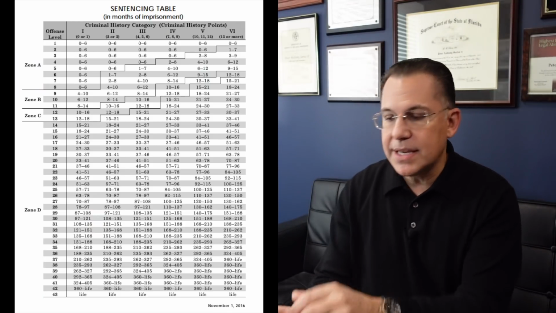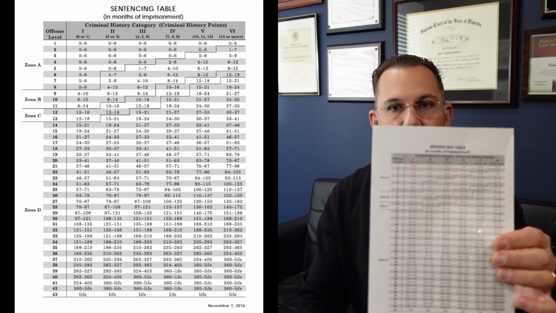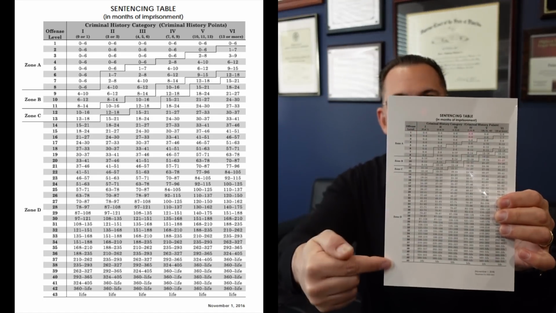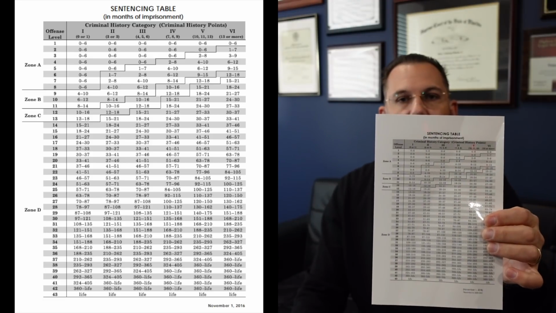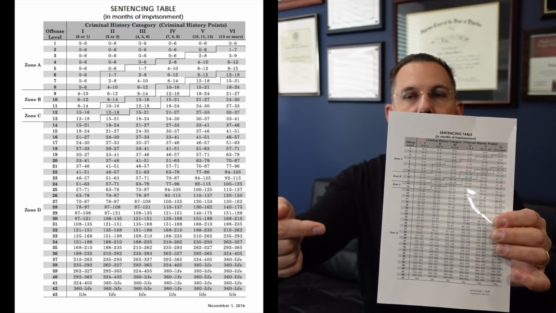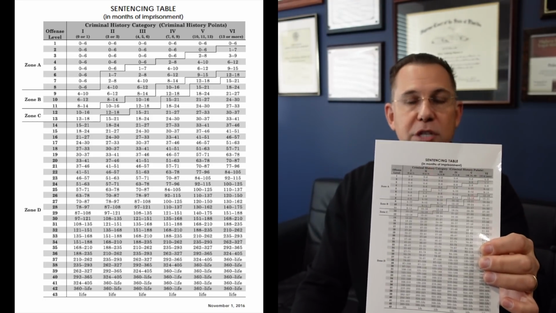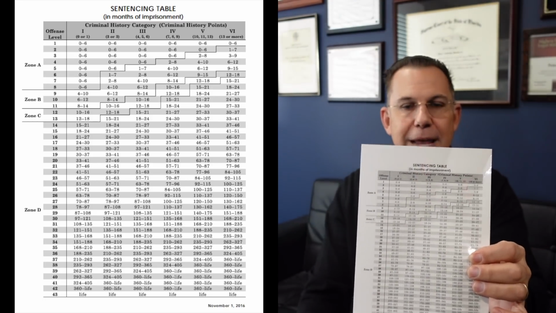And what that means is, and I'll put this up, I hope you can see it, there are offense levels that are listed on the left side of the sentencing guidelines score sheet, and these levels are what determine the appropriate amount of months of imprisonment, probation, whatever the case may be.